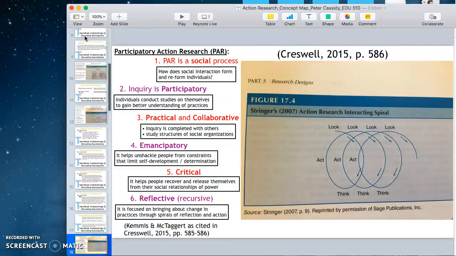Now, participatory action research, Stringer has this model, and it's the look, think, and act model. But of course, there are 6 key components or underpinning ideas about PAR, or participatory action research. It's a social process, it's participatory, it's practical and collaborative, it's emancipatory, you're trying to help people, it's critical, and it's reflective.